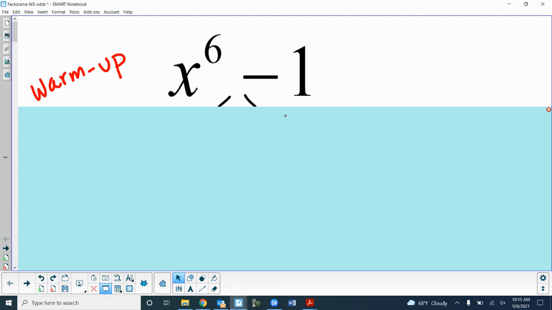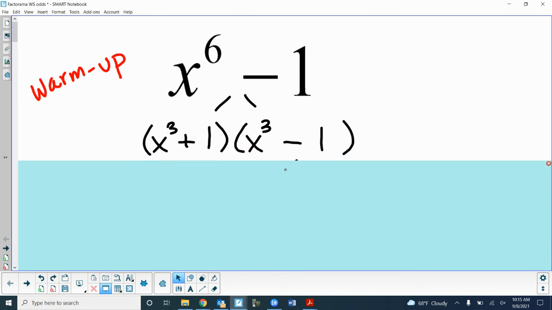It's not cube roots. It's difference of squares. So we're going to do square root. What's the square root of x to the 6th? X to the 3rd. And the square root of 1. Then what? What goes between our terms? Plus and minus. Right? We good? So what are these? Sum and difference of cubes, right?